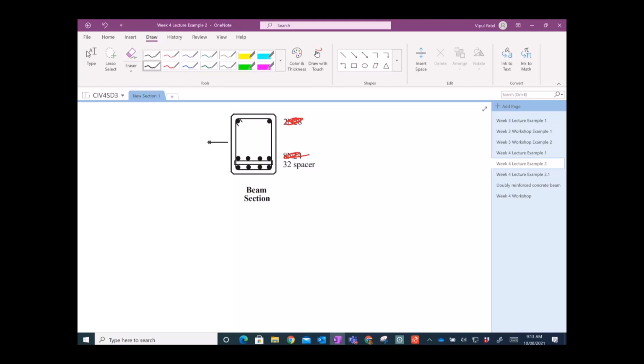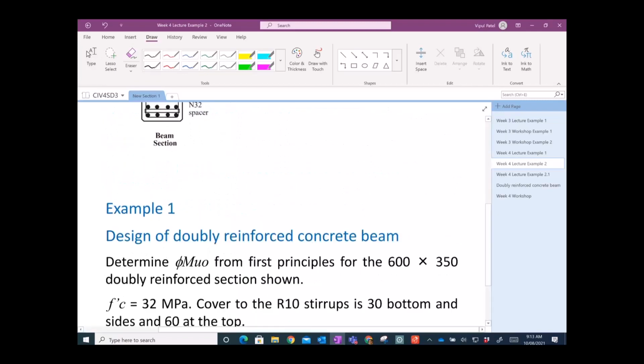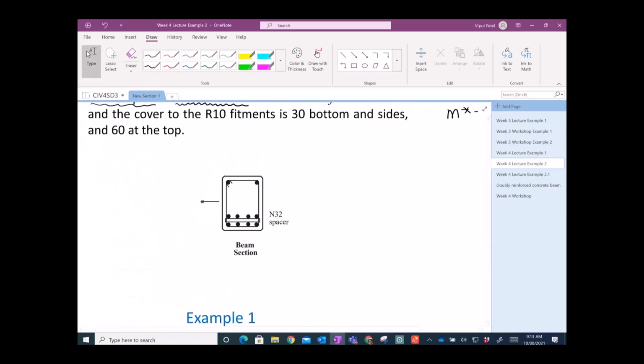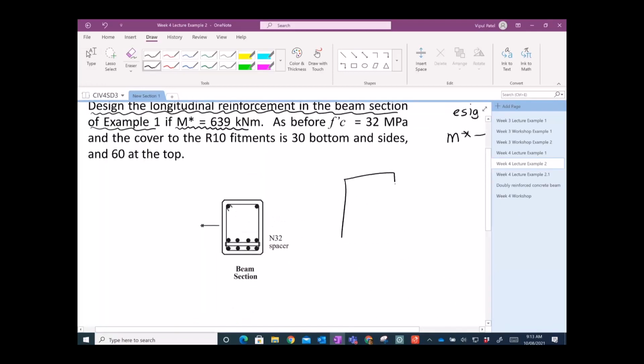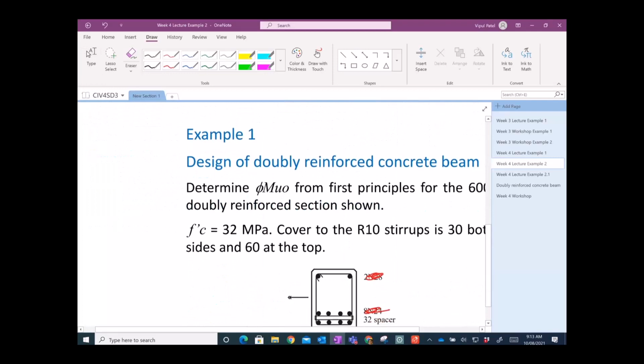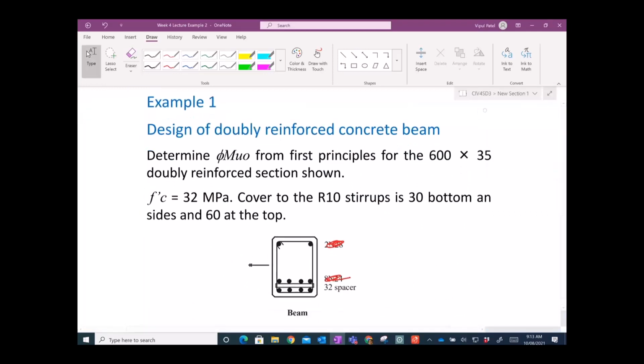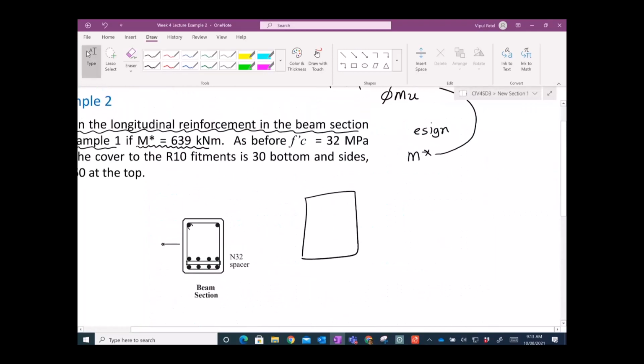Now, we don't know whether it's doubly reinforced or singly reinforced, right? Because we don't know that. If someone gives you this beam, how much was that? 600 by 300. Okay, let's close this one. 600 by 350. Someone said 350 by 600. And they say that you need to put the reinforcement. We don't know whether this will work or not. So always you start with singly reinforced.